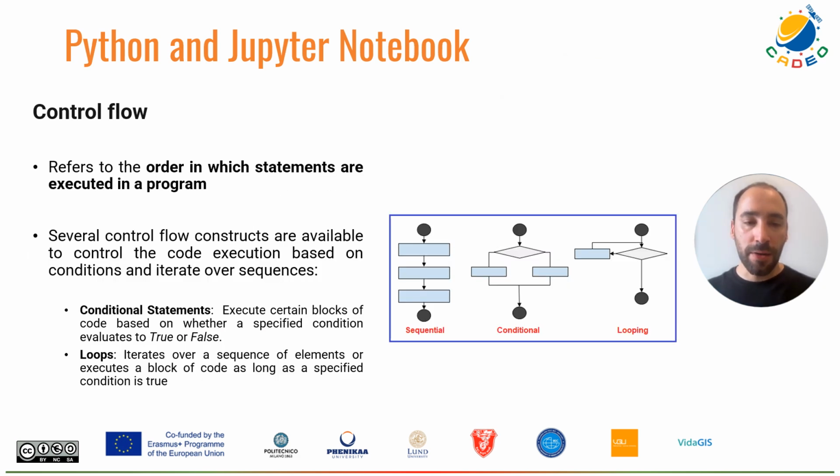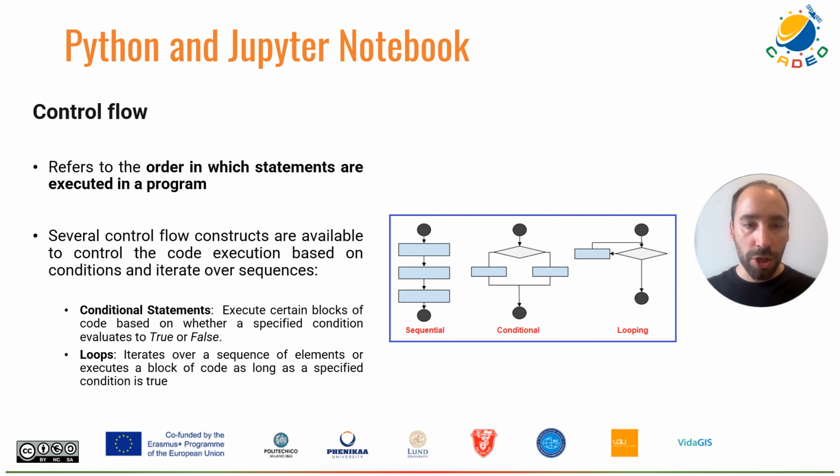But let's see now how we can implement automatic operations. And we do that in programming generally using control flow. Control flow refers to the order in which statements are executed in a Python program. In Python, there are several constructs we can use to control the execution of our code. This includes especially two types of control flow.